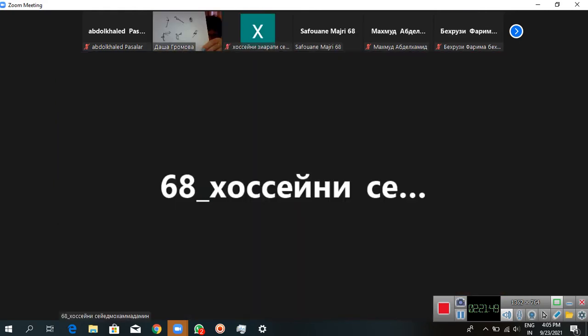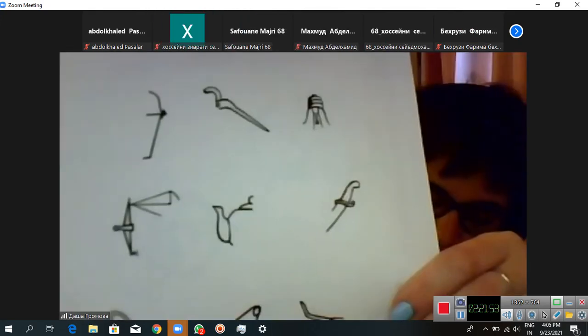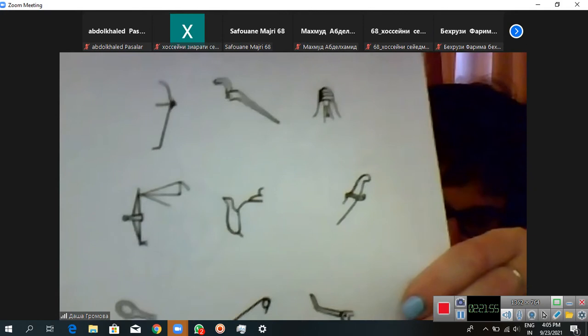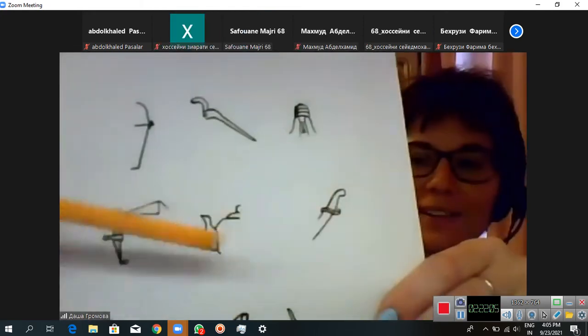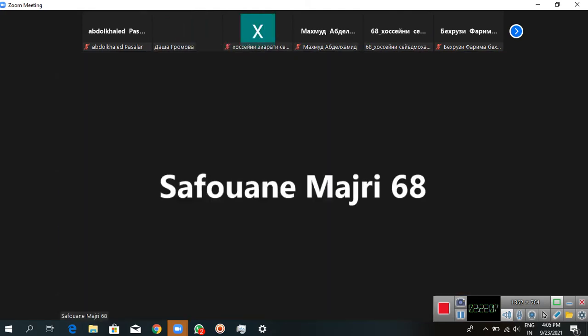Middle one, is it a bubble? What will you do with it? Boil some water. Yes, the middle one, it's a teapot. And this one, is it a knife? Yes, it's a knife. And this one?